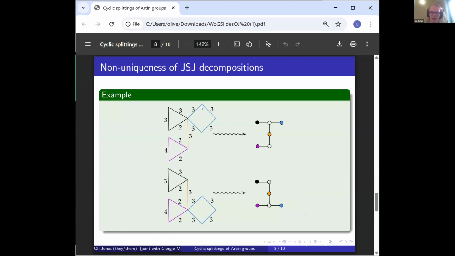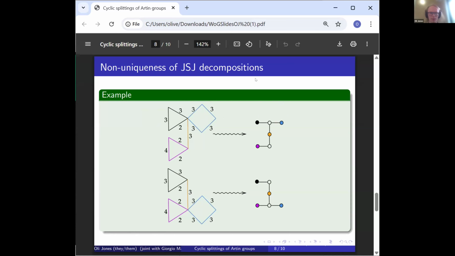Cool. Next I want to come back to this non-uniqueness of JSJs that I mentioned. So here we have on the left 2 isomorphic Artin groups, and we know they're isomorphic because we've just slid this blue square down the yellow edge, which has an odd label, 3. And this is one of these twist moves that I mentioned that is known to give rise to isomorphic Artin groups. So these are isomorphic groups, but if we do the JSJ procedure that I just described, we get different JSJs. And this shows you what I said, that JSJs aren't unique.